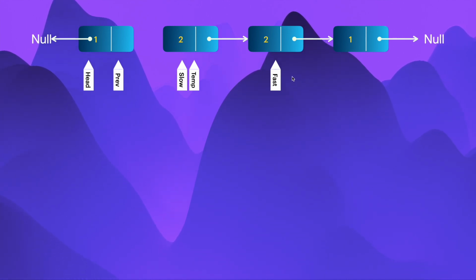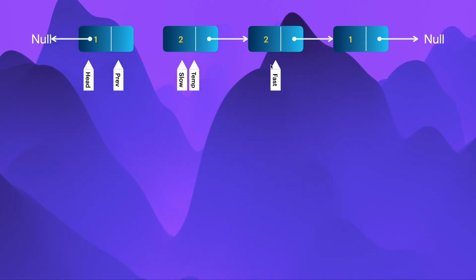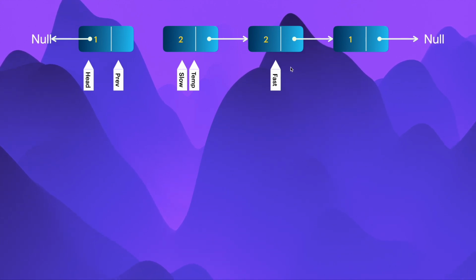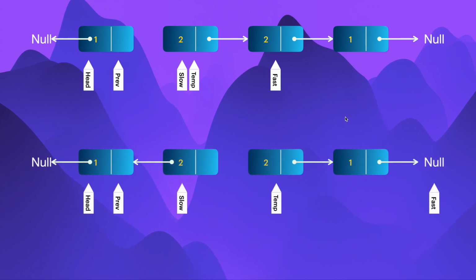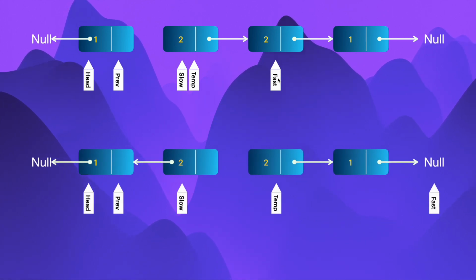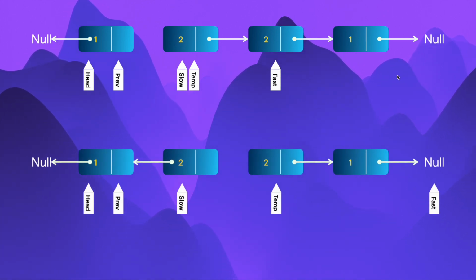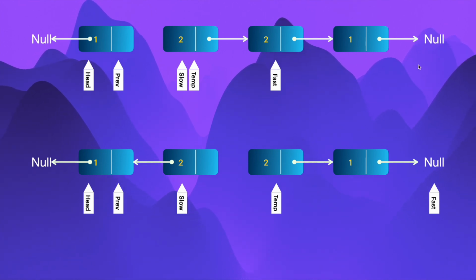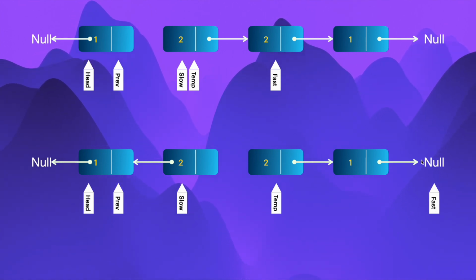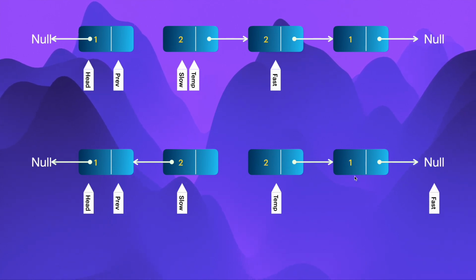Next, the loop will iterate again. Why? Because fast is still not equal to null. So we will increase fast by two steps. The fast will go from here and then here. So fast will point at the null at the second iteration.